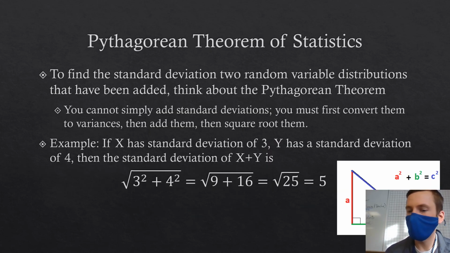And this idea of having to square, then add, then take the square root, that's what we refer to as the Pythagorean theorem of statistics. So if you are combining two variables together, you have to first square the standard deviations separately, add them together, then take the square root. So you can kind of visualize it as a right triangle using that Pythagorean theorem.